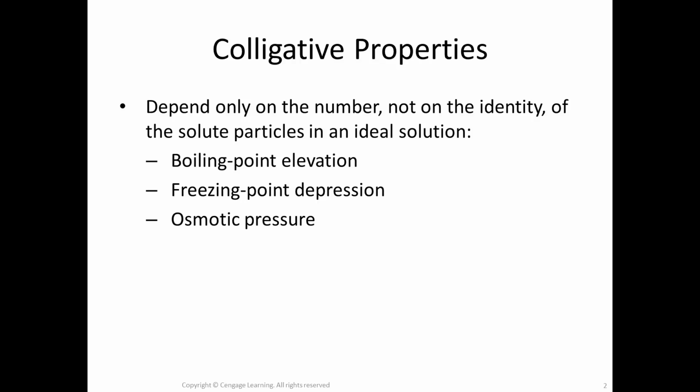These are properties which depend only on the number of solute molecules present and not the identity of the solute molecules. Colligative properties can oftentimes be used for determining molar masses. So again, the main colligative properties that we'll focus our attention on are boiling point elevation, freezing point depression, and osmotic pressure. Keep in mind that all of these properties depend only on the number, not the identity, of solute particles in an ideal solution.